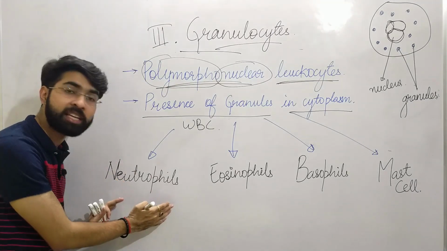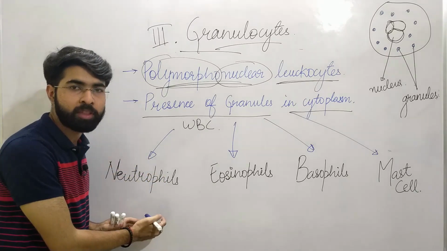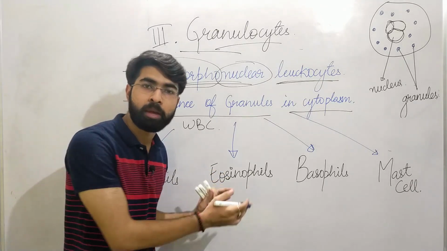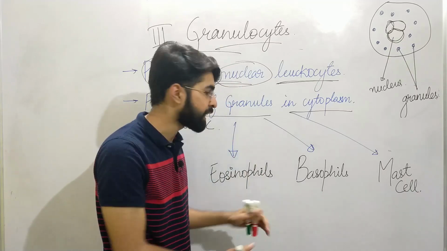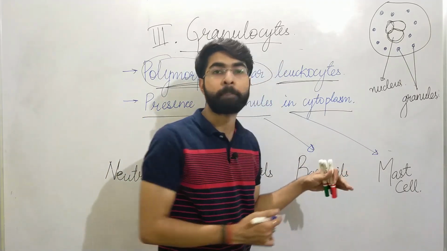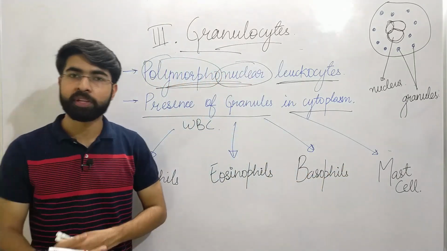Neutrophils, as the name suggests, do not get stained by acidic or basic dyes, that is, they take neutral dyes. Next, eosinophils are stained by acidic dyes such as eosin, which we'll discuss later. The next are basophils, which are stained by a basic dye, and the last are the mast cells. Let us study neutrophils in detail.